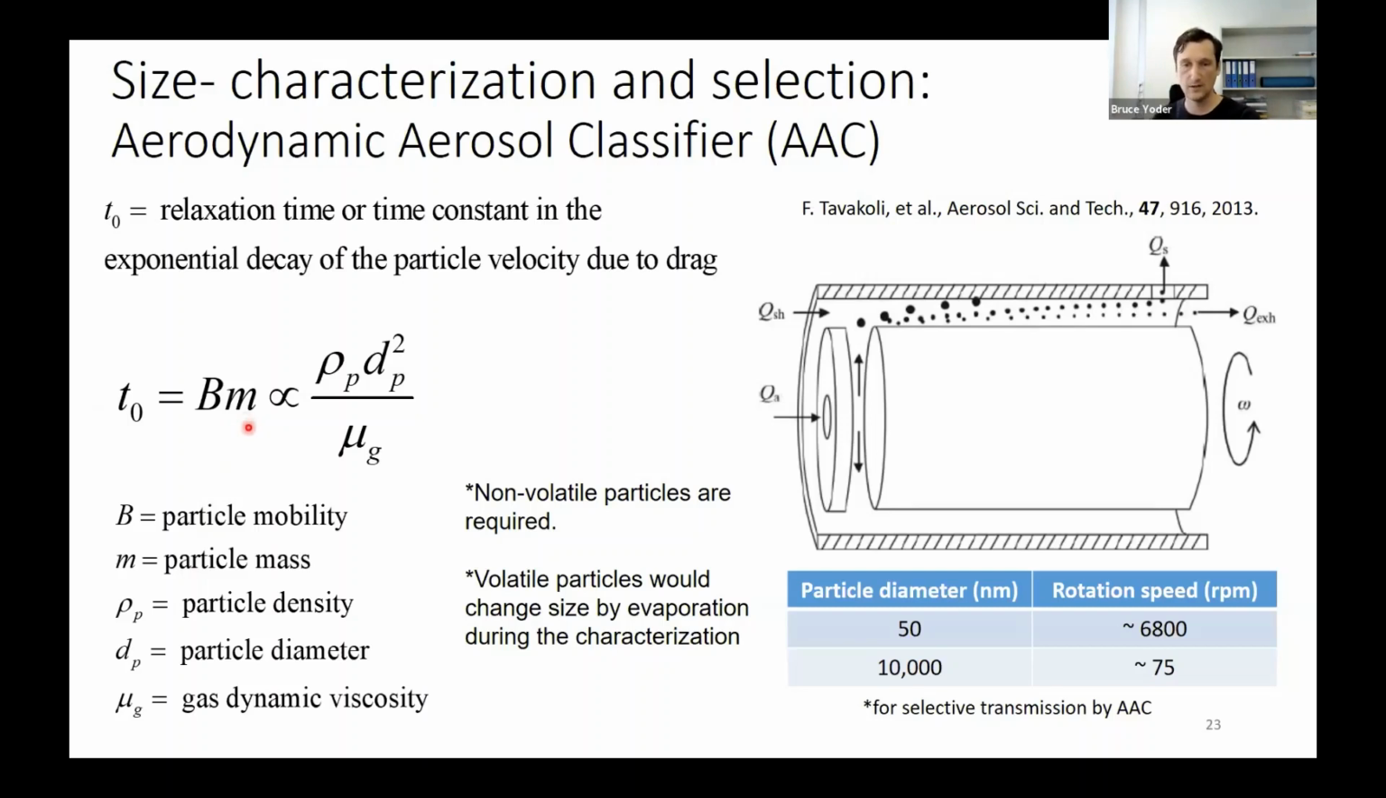By changing the rotation speed of the cylinders in the AAC, we can change which particle diameter is transmitted. To give you a feeling for that, I list two extremes for the AAC.